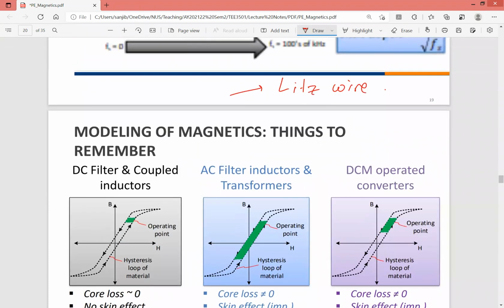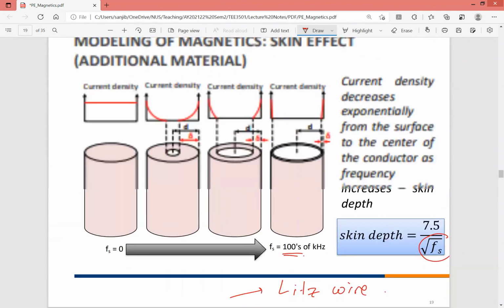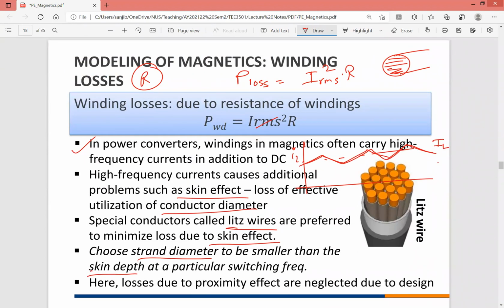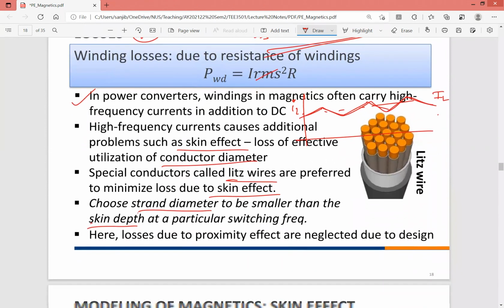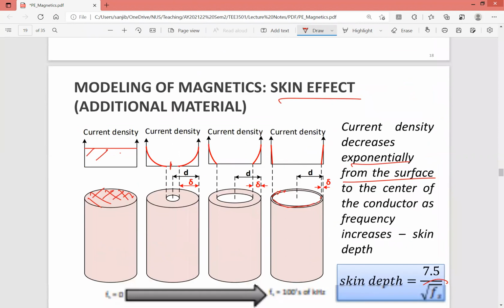effective resistance of the winding. And then once you know the effective resistance, your loss is basically I RMS square times R. So the RMS value of the current is important to calculate loss, right? When we found the average current and ripple current for the inductor, we also need to find the RMS current. If the ripple is small, then RMS current will be similar to the average value.